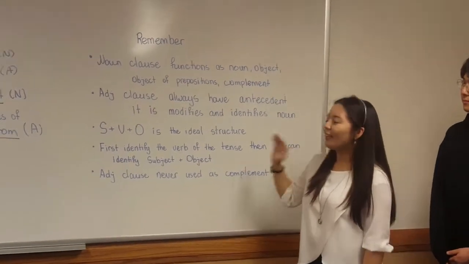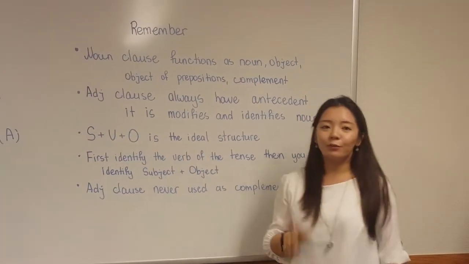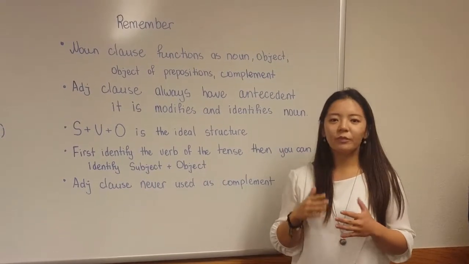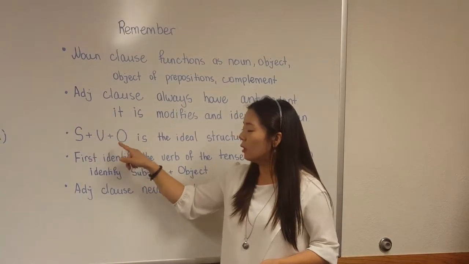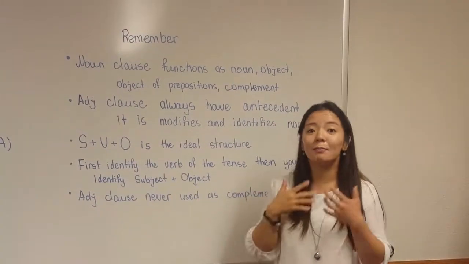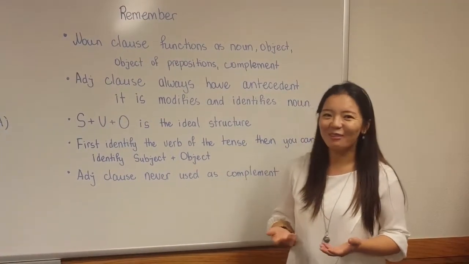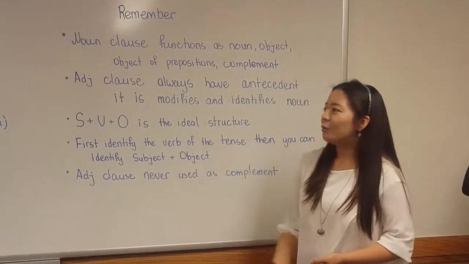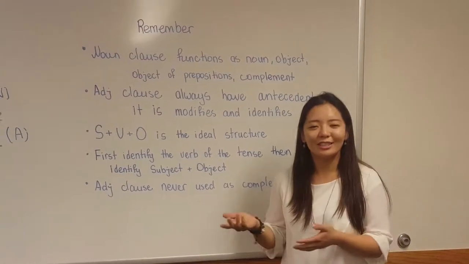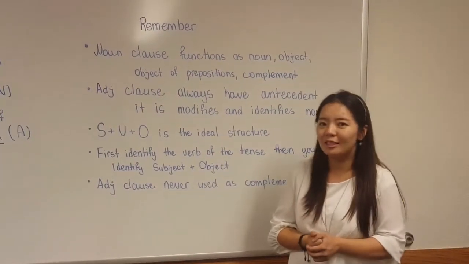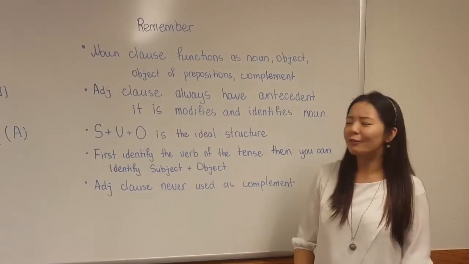Remember the ideal structure, which is subject plus verb and object. When you know the subject of the sentence, the verb of the sentence and then the object of the sentence, it makes it very easy for you to identify what the clause is. Like we've been talking about, a noun clause functions as a noun, an object, and object of a preposition. When you know what is a noun, an object, and then the verb, it's easier for you.